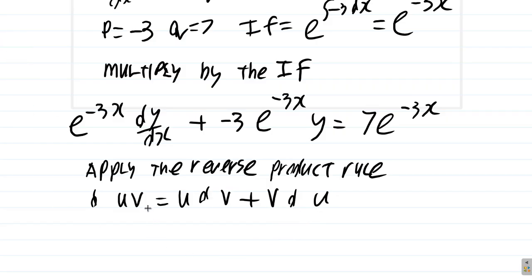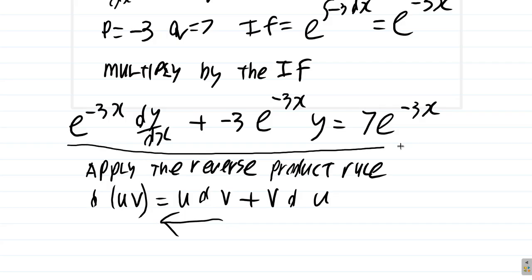Now, that's what you would have had if you apply the product rule. But we're going this way now. What was it that you differentiated to get this? Here, you hold u, differentiate v. Here, it seems like you hold e to the negative 3x and differentiate y. When you differentiate y with respect to x, you get dy by dx.